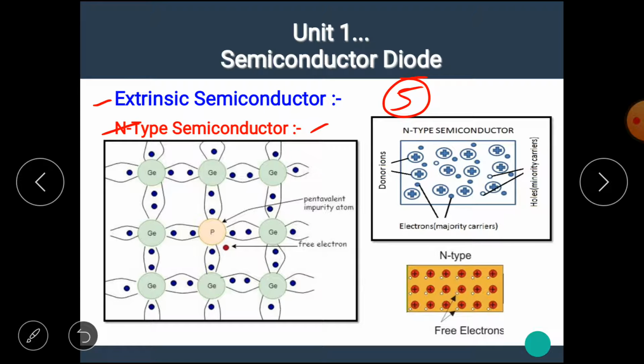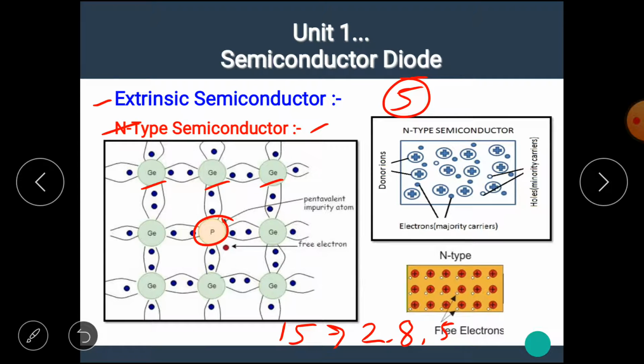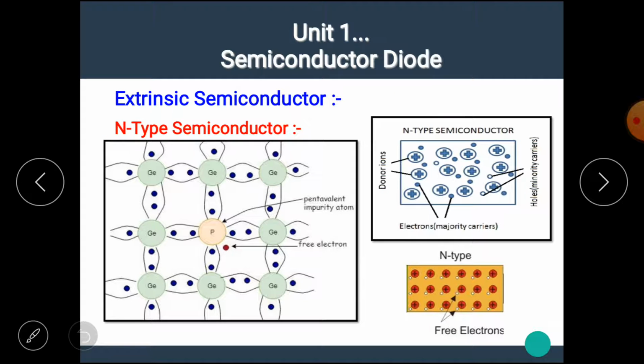For example, here a germanium crystal is shown, and in this crystal a pentavalent impurity, phosphorus, is added. The atomic number of phosphorus is 15. That means it contains 2 electrons in the first orbit, 8 electrons in the second orbit, and the remaining 5 electrons in the outermost orbit. That means the phosphorus contains 5 valence electrons. What happens here? Let's see.